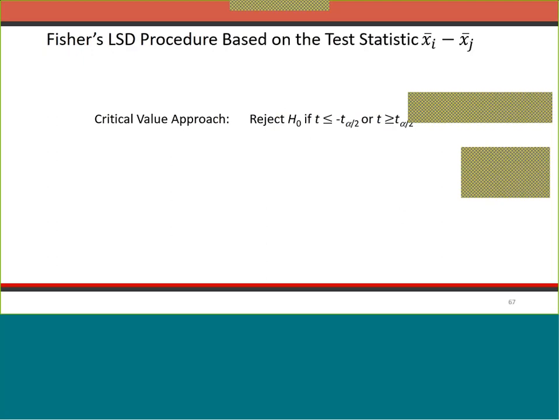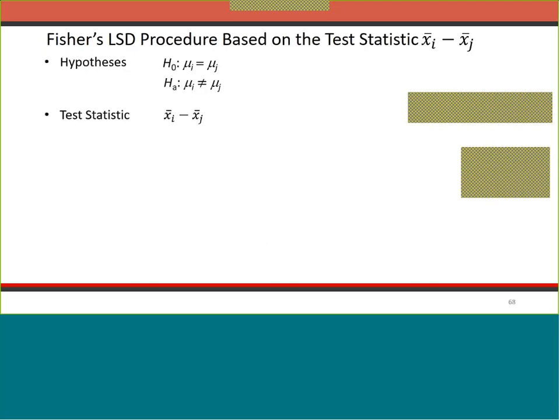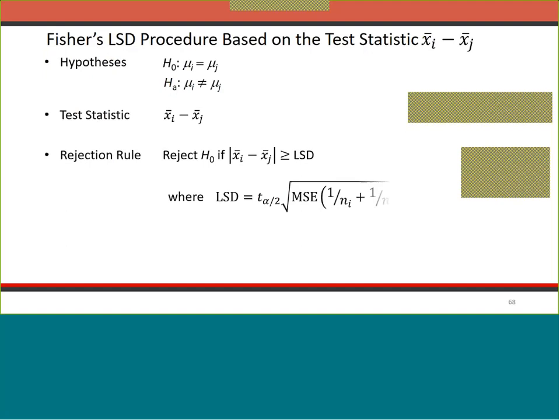But if you want to use the confidence interval approach, or one based on the test statistic, in that way also you can write the hypothesis as mu i equal to mu j and mu i not equal to mu j. Then the test statistic becomes xi bar minus xj bar, and you write reject H0 if mod xi bar minus xj bar is greater than or equal to LSD. So LSD from the previous slide is given by t alpha by 2 into square root over MSC into 1 by Ni plus 1 by Nj.